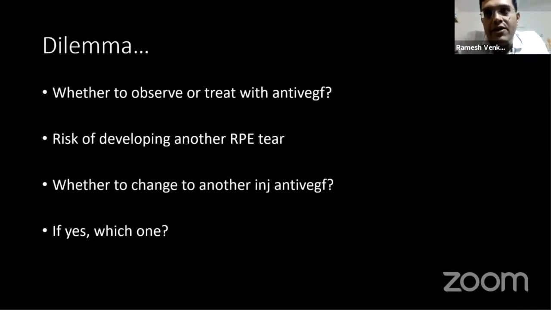So the question was, when you had activity and 2 fresh RPE tears developing with consecutive anti-VEGF injections, would you consider observation or treatment with another anti-VEGF? What is the risk of developing another RPE tear? Whether to change to another anti-VEGF, because in both injections till now we gave Accentrix or ranibizumab, and if yes, do we need to change the anti-VEGF? So this is where I want to hold my presentation for a minute and take the panelists' opinion.